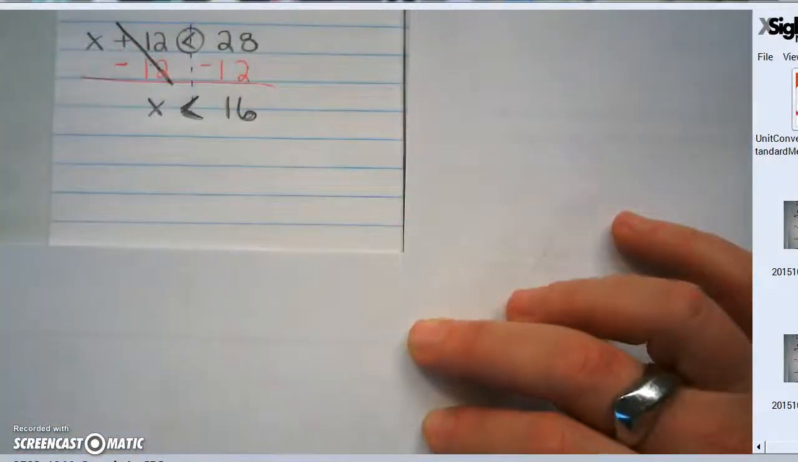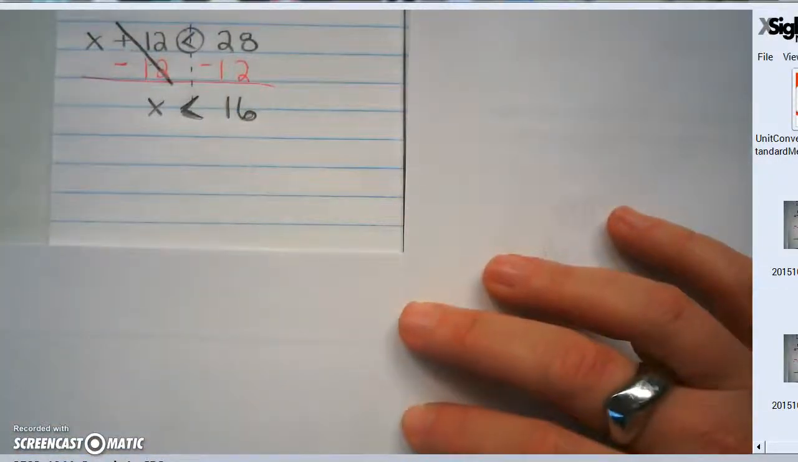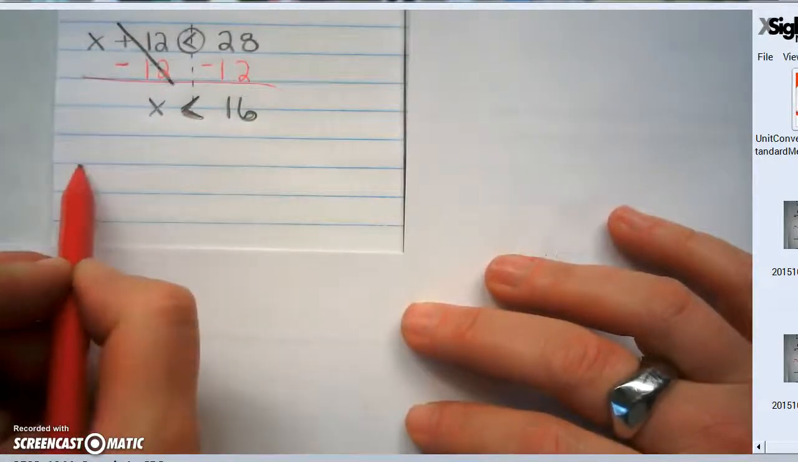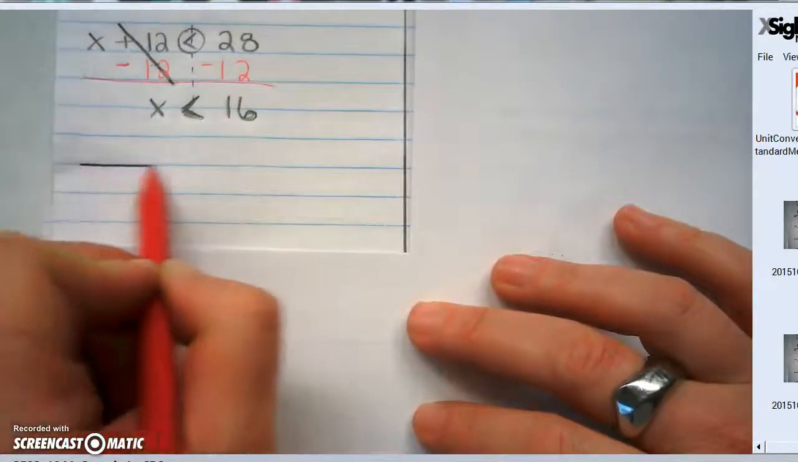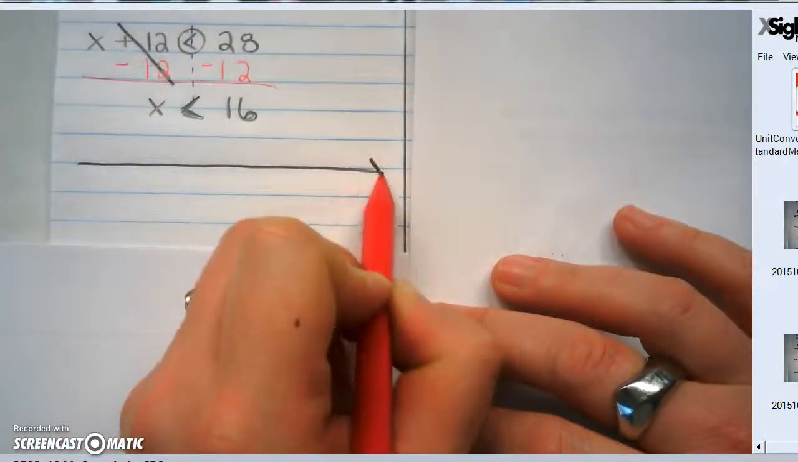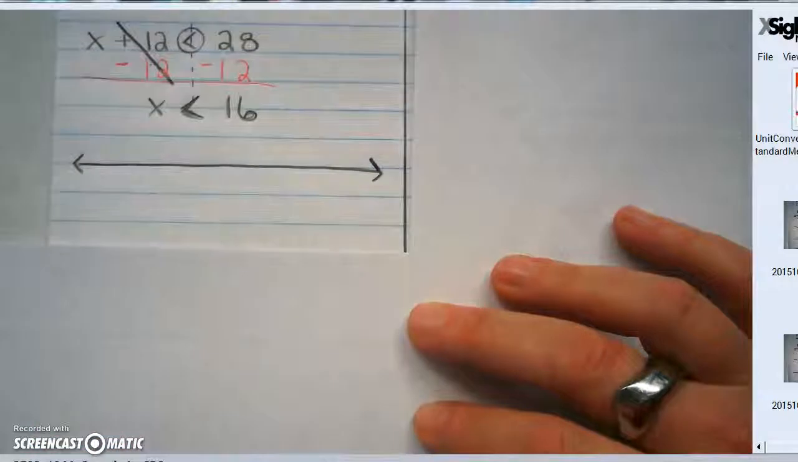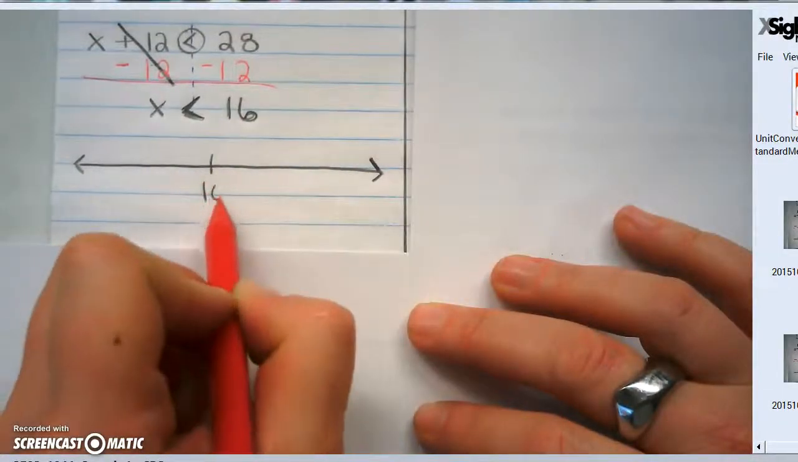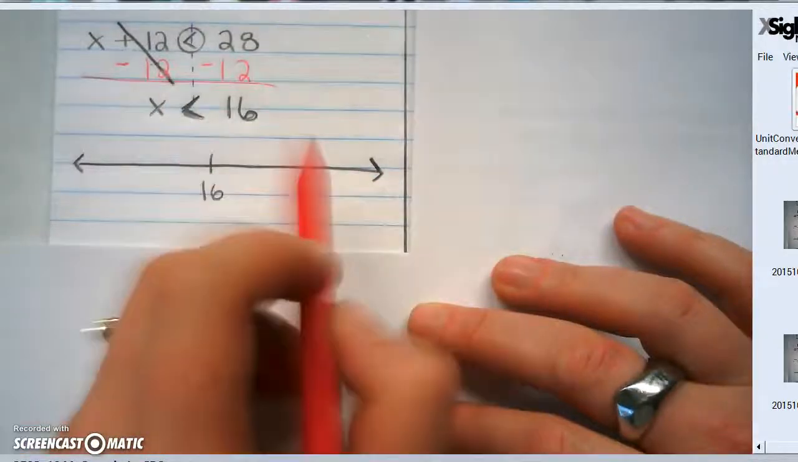Now, when you're solving inequalities, you do need to graph your solution on a number line. So if you use the same procedure that we used up on the top of the page, here you're going to make a number line. We're going to put 16 in the middle, since that is what we got when we simplified our inequality.